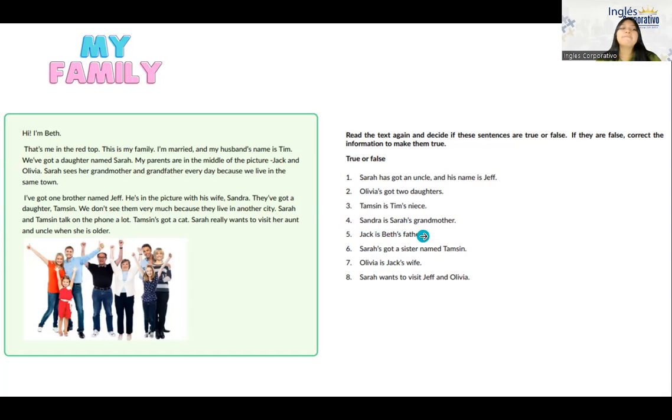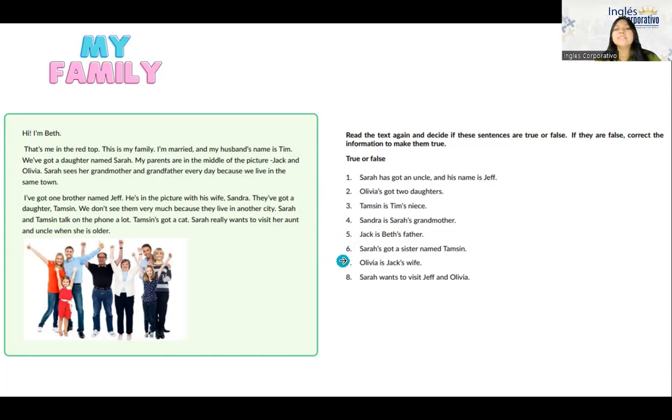Jack is Beth's father. Mira aquí dice, my parents are in the middle of the picture. Jack and Olivia. It's true. Entonces, acuérdese que, mira aquí dice al principio, hi, I'm Beth. Beth es la que está hablando. Y aquí le está diciendo, my parents are in the middle of the picture. Y los nombres de los papás, Jack and Olivia. Entonces, Jack is Beth's father. True. Sí.